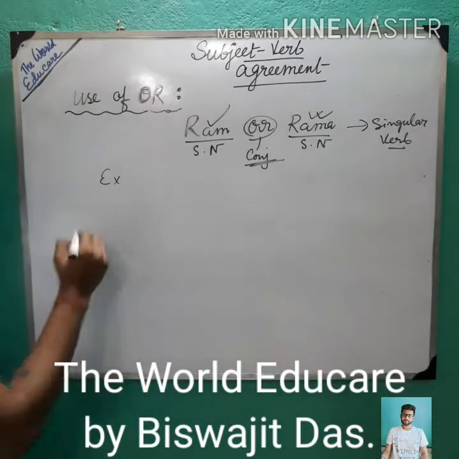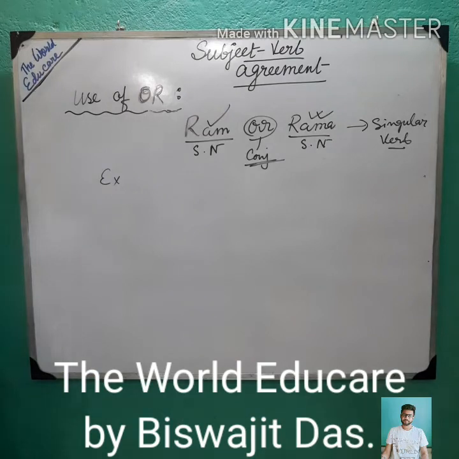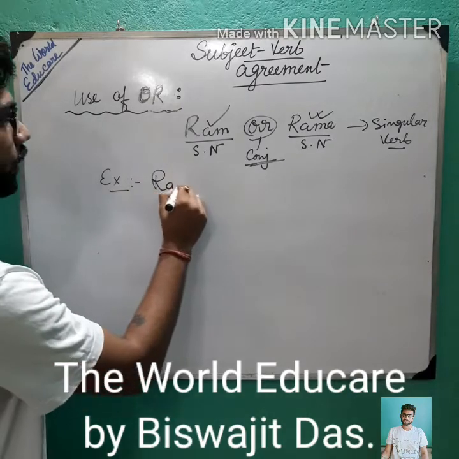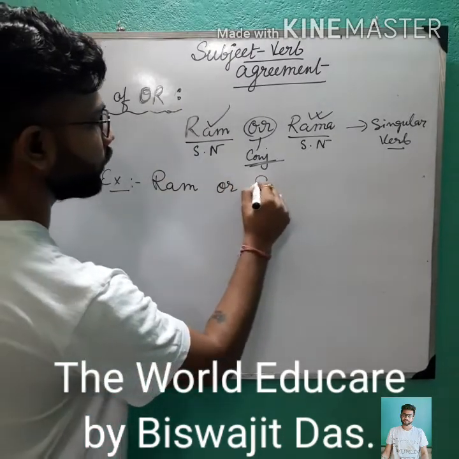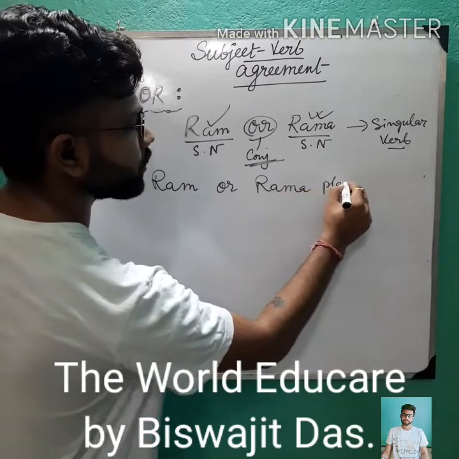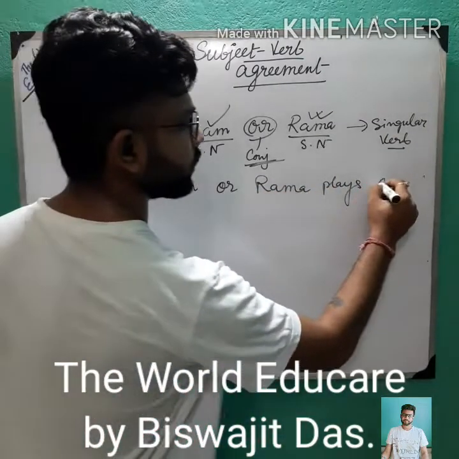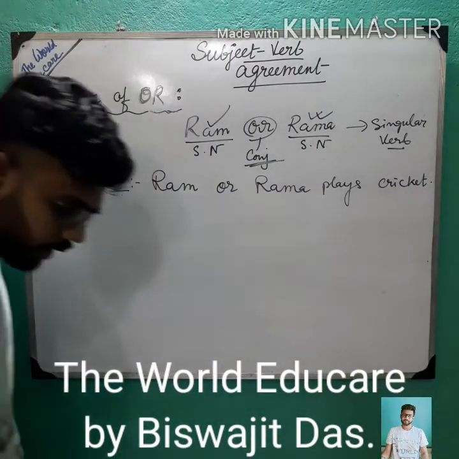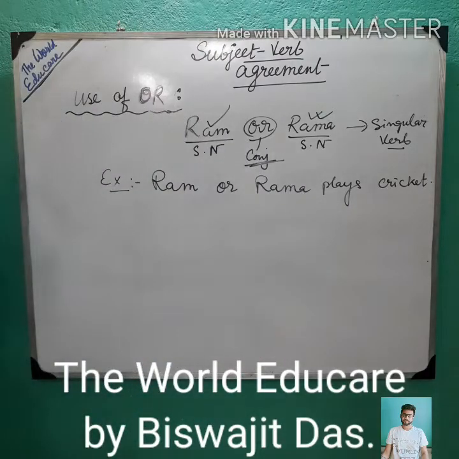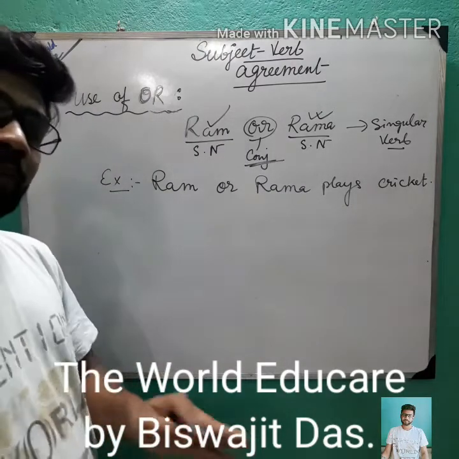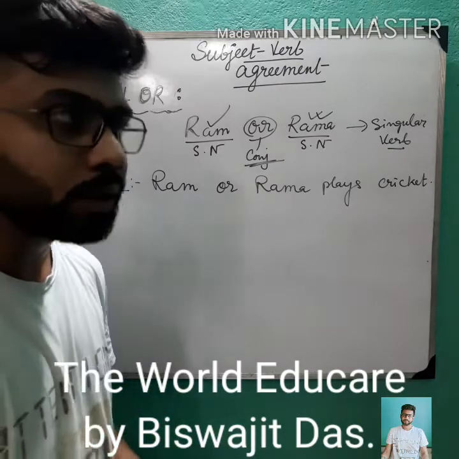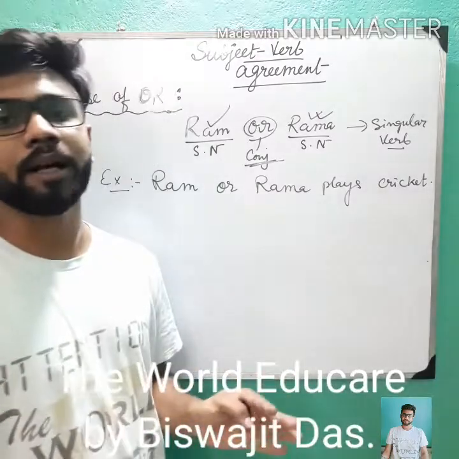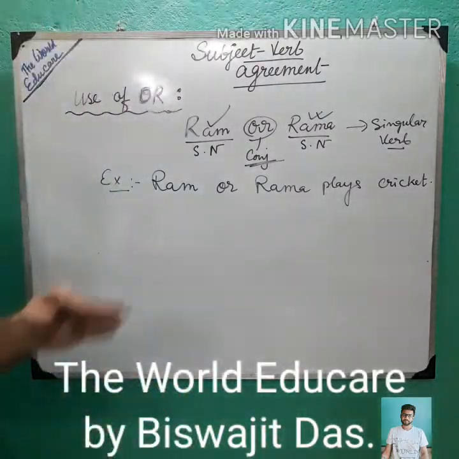For example, Ram or Rama plays cricket. Is this clear? Okay. Now I will go on with some other examples, which are the most eminent and most confusing part of this particular topic, and basically we make mistakes in these parts. Let us see what these are.